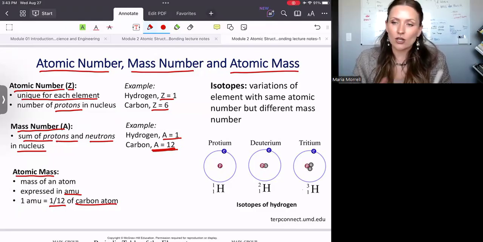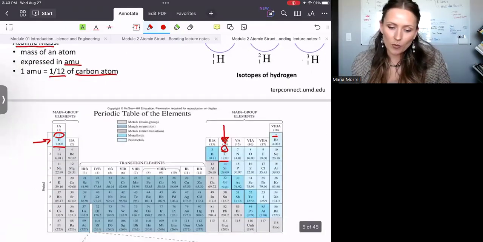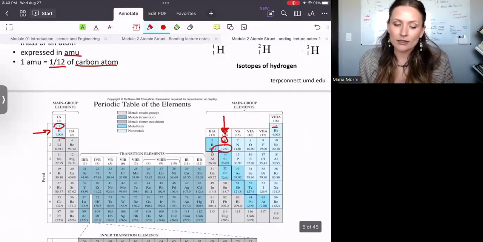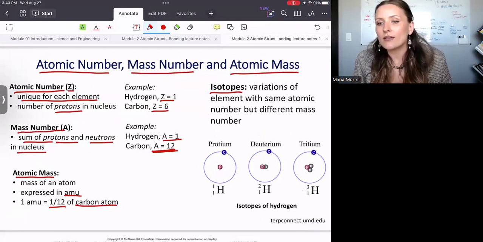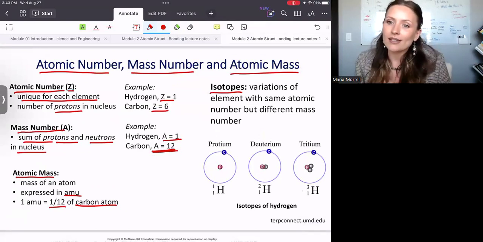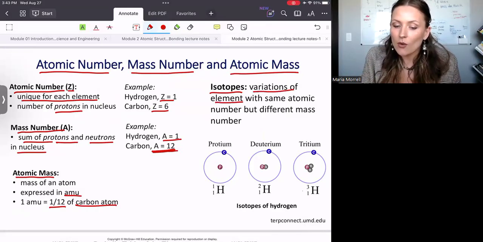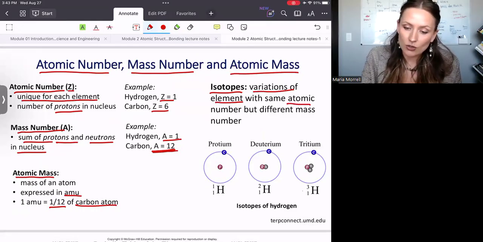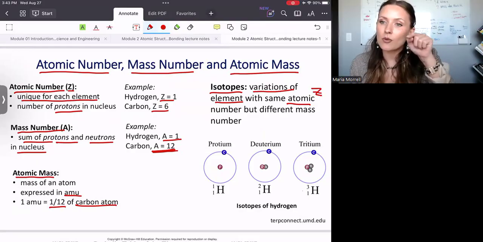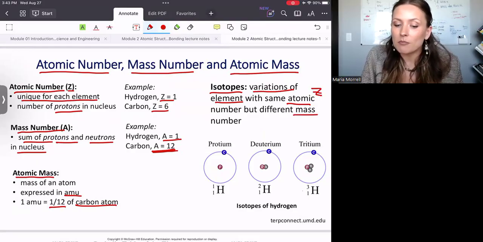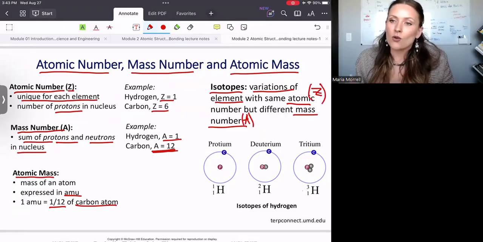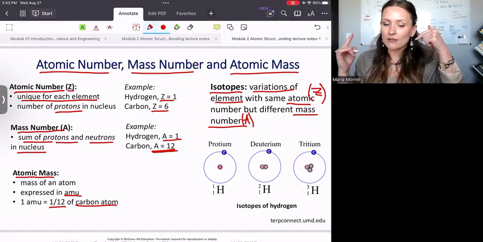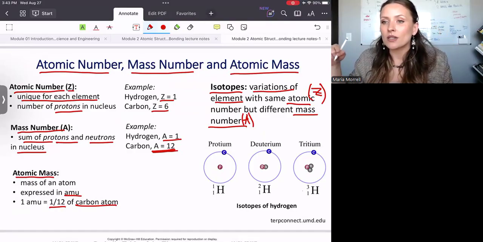That brings up the question, where does that 0.01 come from? Well, that comes from isotopes. Pretty much every element has some variations, and those variations of an element have the same atomic number, your number Z, which is the same number of protons, but a different mass number. The mass number is A. So how can you have the same number of protons but a different mass number? Well, the difference comes from the number of neutrons.